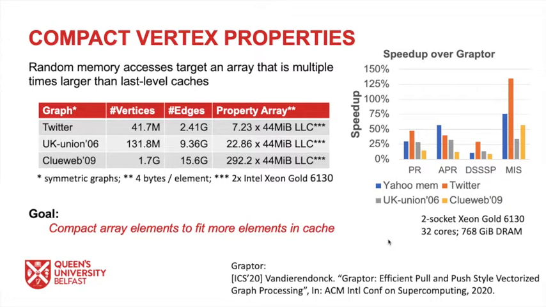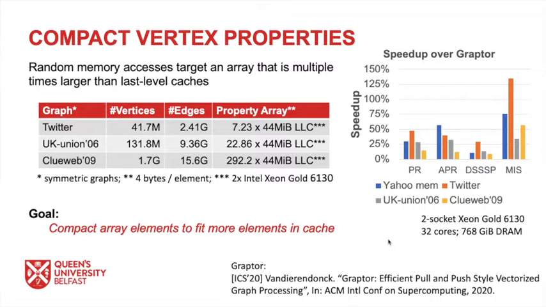So the premise of this work is that we want to compact the vertex properties in these applications. And the idea is very simple. If we can compact them, we can fit more elements in the cache, and that means we can serve more memory access instructions from the cache, which is faster than the memory.